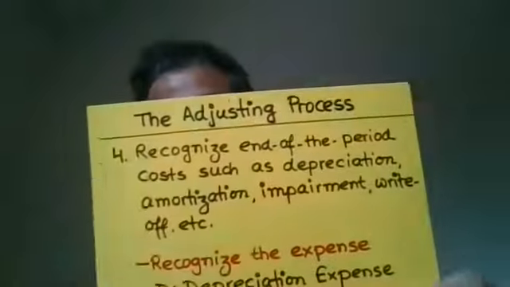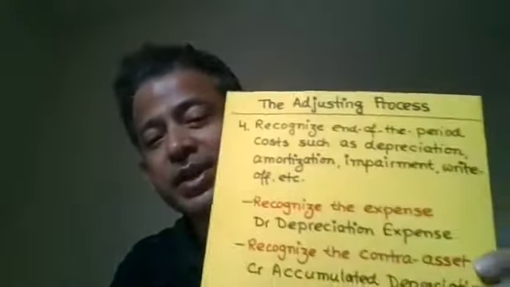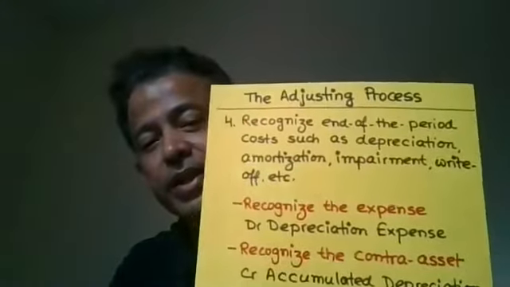Recognize end of period costs such as depreciation, amortization, impairment, write-off, etc. These are creeping expenses, I call dormant expenses. Creeping expenses means there is no definite party here, like no customer, no supplier with whom we are having this transaction. So this is a transaction that happens as a routine process.